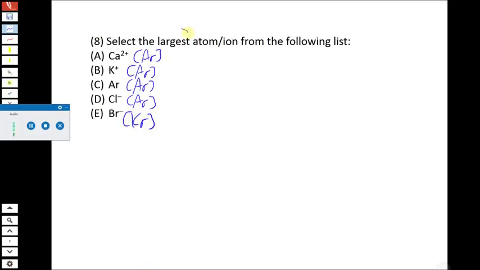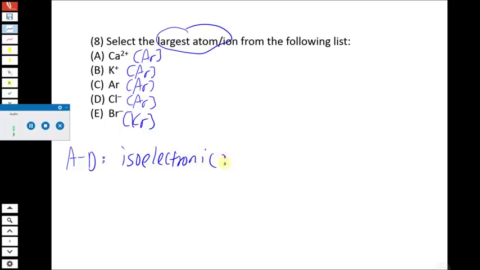We're looking for the largest atom or ion from the list. If we compare choices A through D, these are all what are called isoelectronic, which means they have the same number of electrons. Whenever we're comparing isoelectronic atoms and ions, the easier way to remember it is that the more negative charge you have, the larger it's going to be. The real reason is that more negative charge means fewer protons in the nucleus, so they're not going to be able to pull the electrons as close. The more positive charge they have, the more protons in the nucleus.